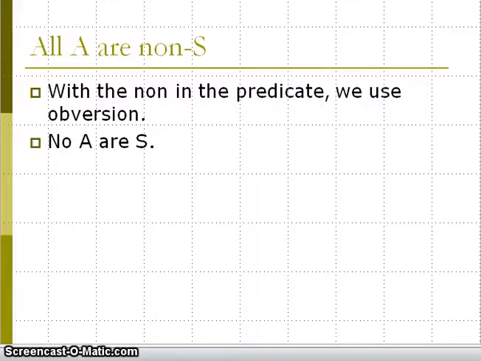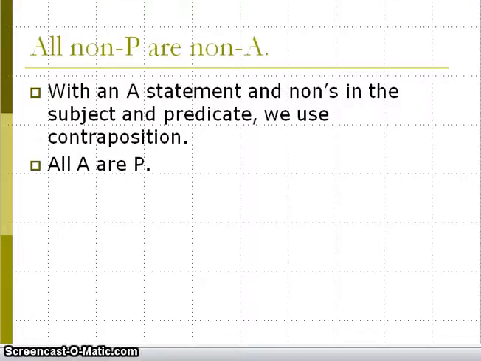All is an affirmative statement, so we've got to go to a negative statement, and it must remain universal. So a universal all statement that's affirmative becomes a universal no statement that's negative. So the first thing we do is we change the all to no. With the subject, we leave it the same, and with the predicate, we give it a term complement. So non-S becomes S. So now we've rewritten our statement: no A are S.